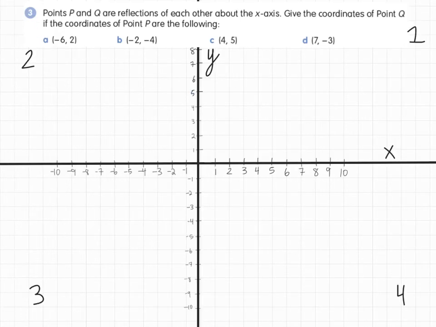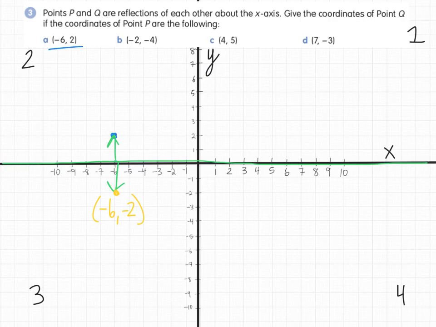All right, here's the answers. The first point, -6, 2, that's going to be right here. We are reflecting all of these points about the x-axis. So I'm going to draw a green line right here. That's the line of reflection. So this point has to be the same distance here as it is here. So the point of reflection is going to be -6, -2. That's the answer for the first one.